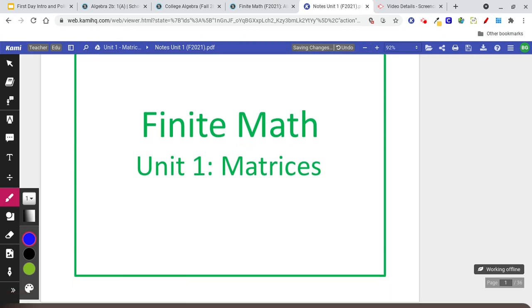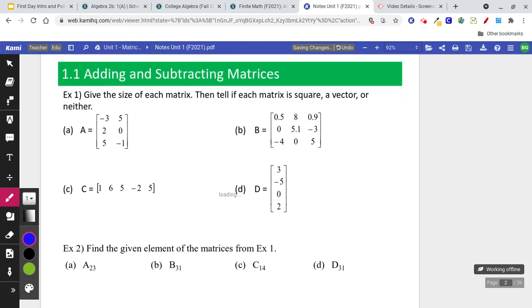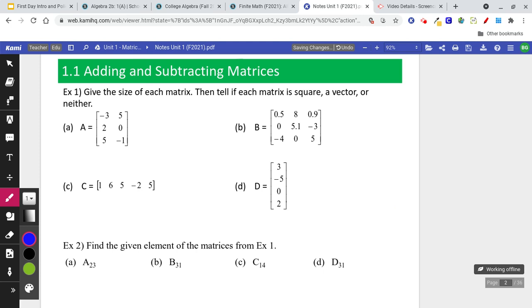Unit 1, matrices. 1.1 is adding and subtracting matrices. We start with the size of each matrix. Write this down.